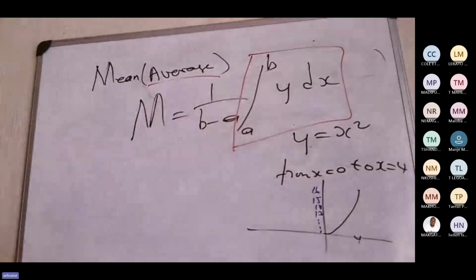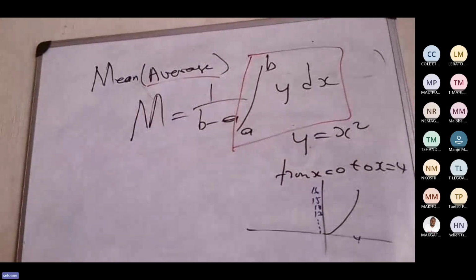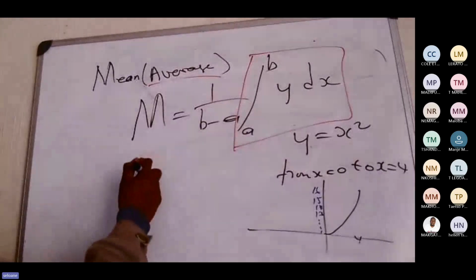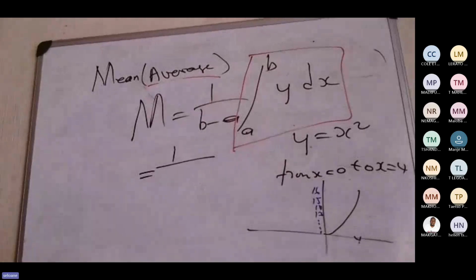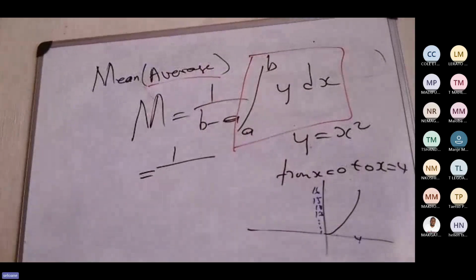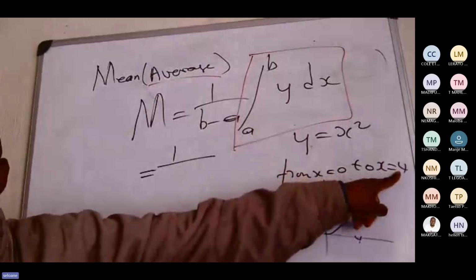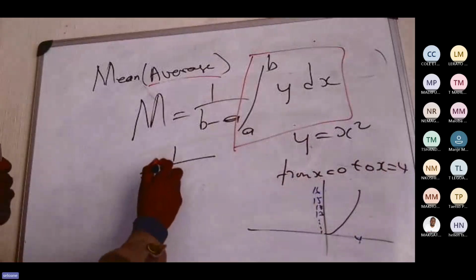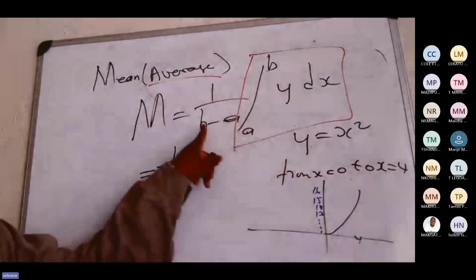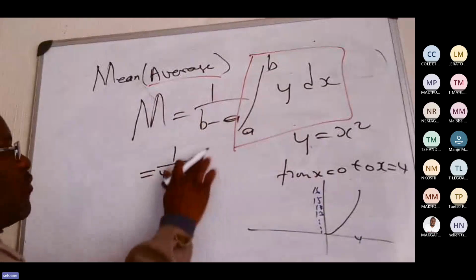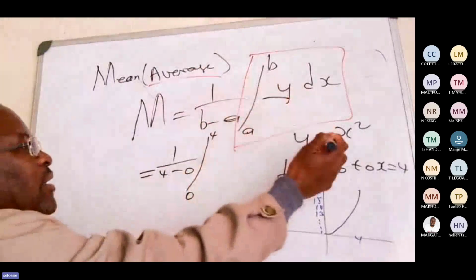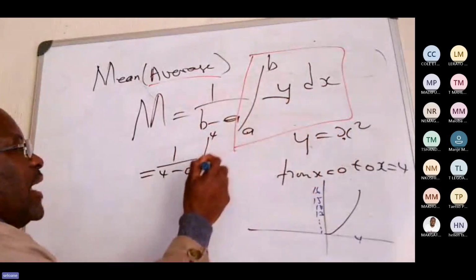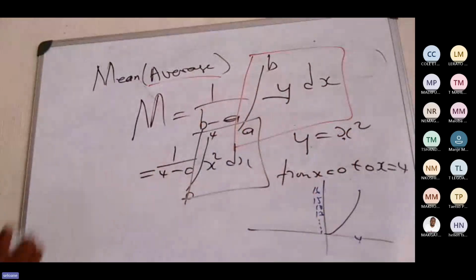So what will be the answer here? Then I just plug it in. You can just finish it from there, because in our case it will be 1 over, so what is b? It is the upper limit. Therefore, it will be 4 minus the lower limit, which is 0. From 0 to 4. And what is y? y is x squared. Then from there, you integrate this.